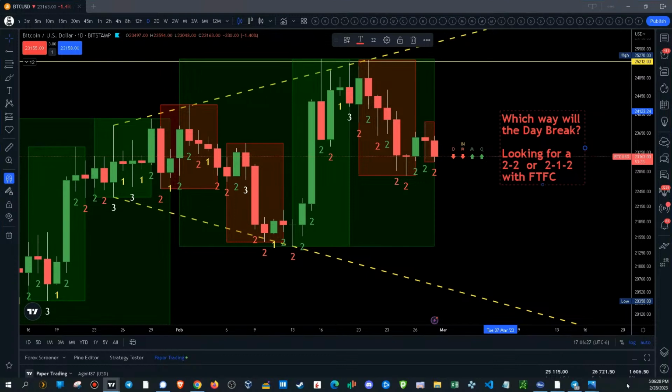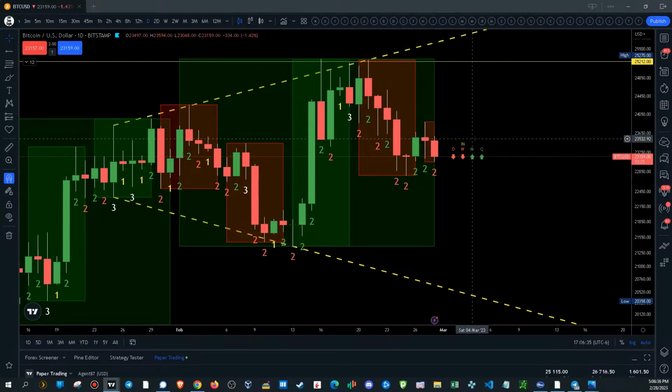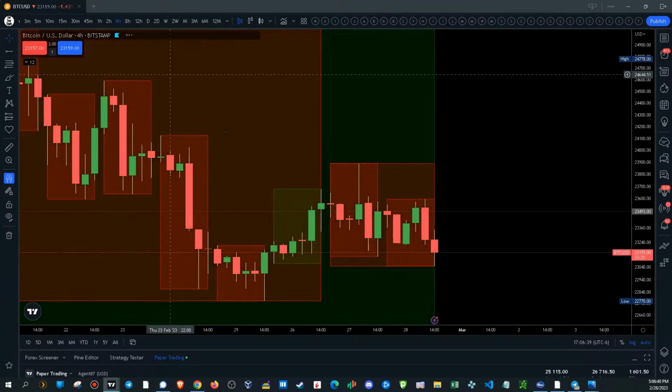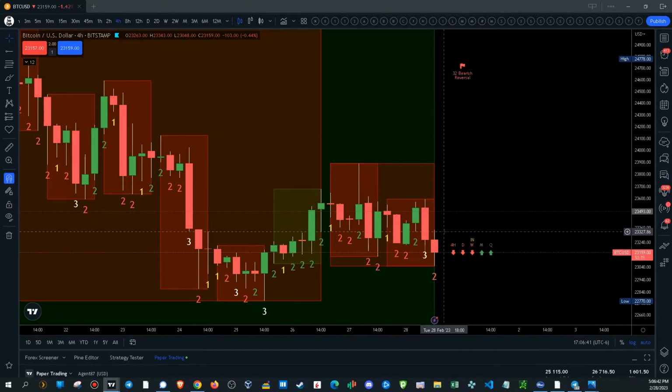So this is what we posted yesterday. Which way's the day gonna break? It broke down. So now let's find that setup we talked about. So what we're gonna do is drill down to the 4 hour. Here is your 4 hour setup.